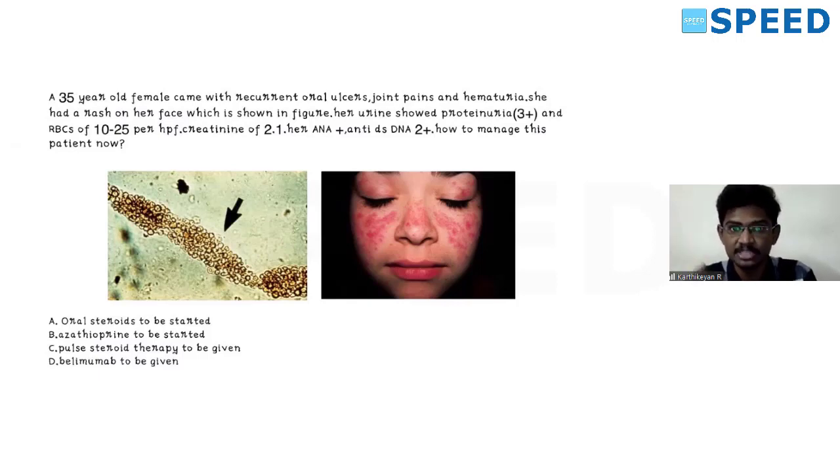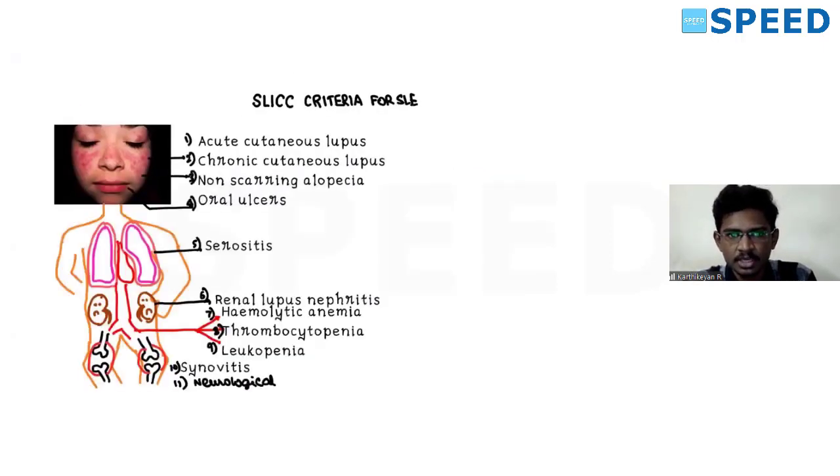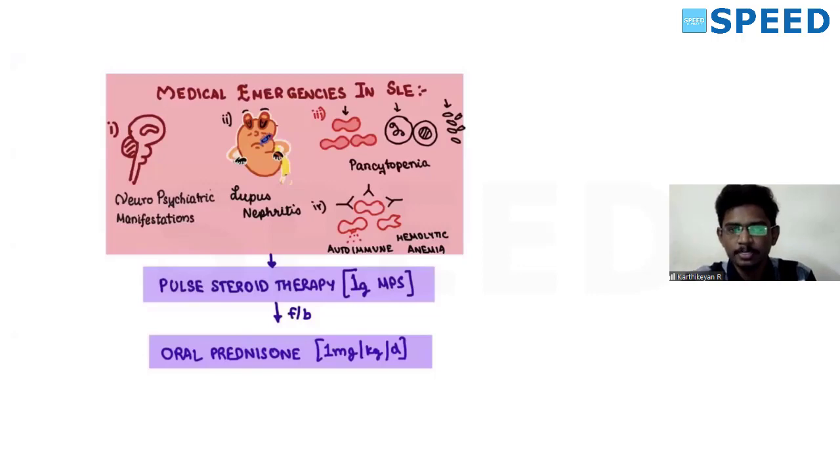1 gram steroids you should be giving, methylprednisolone. That is called pulse steroid therapy. So for that, know the medical emergencies in SLE. If it is lupus nephritis characterized by proteinuria, hematuria, and RBC cast in urine, go for pulse steroid therapy, 1 gram methylprednisolone. For 3 days we'll be giving, then we'll change it to oral prednisolone, 1 mg per kg per day dosing, which will be continued till the flare-up is reduced.